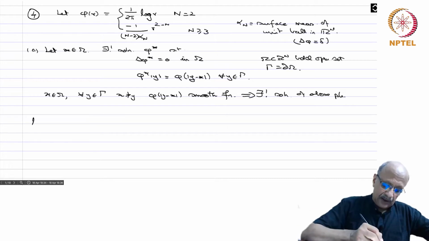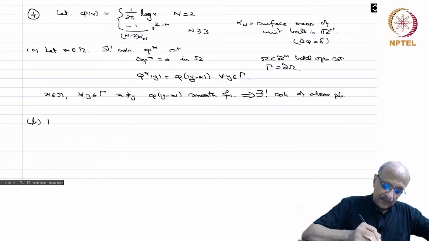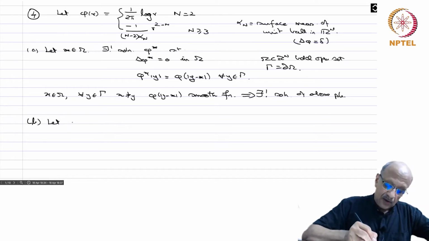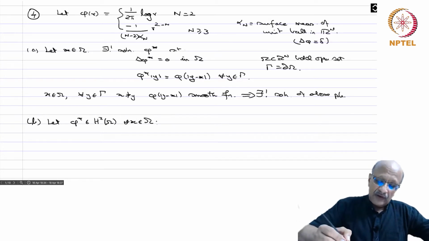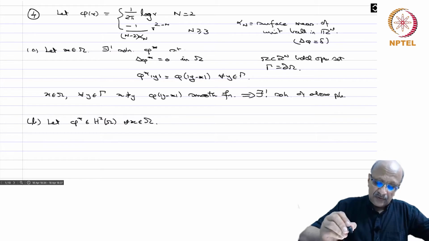Okay, so B. So let phi x belong to H2 of omega for every x in omega. Okay, so this is not very difficult to get. If you have a weak solution, then by regularity theorems you can easily get it for omega sufficiently smooth.